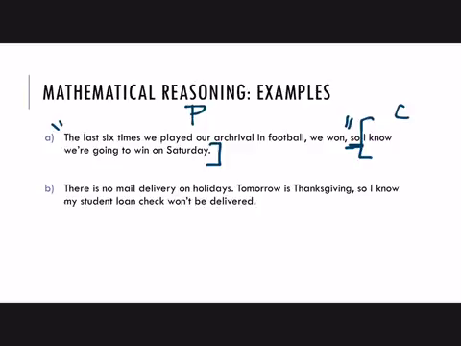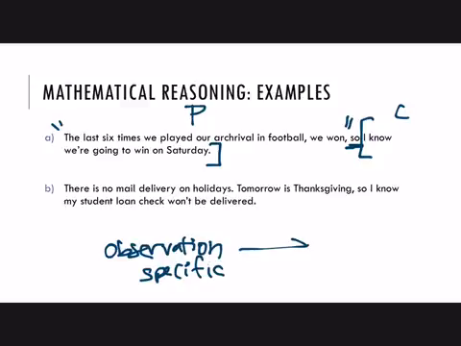Okay, so we're starting with given information. The last 6 times we played our arch rival in football, we won. So think about what that is. Is that a law, a rule, a fact, an observation, an example? And that is an observation. Those are specifics. We're talking about 6 specific games. And then we're reasoning from there to what's going to happen on Saturday. All right. Now we're going to say that this is reasoning to something that happens in general, or if you want to think of this as a prediction.